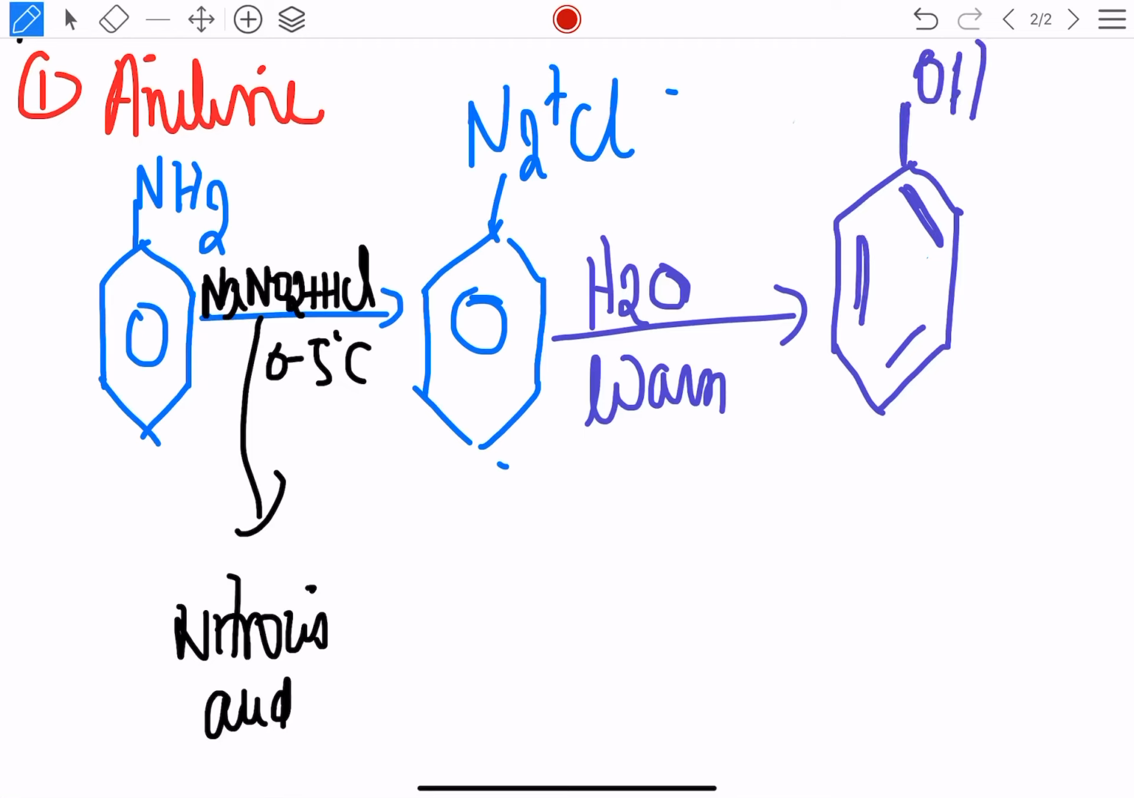Okay, so now the phenol is formed. Once it reacts with water, the diazo part of this is substituted to form the OH. Okay, that is the general reaction of diazonium salt hydrolysis.